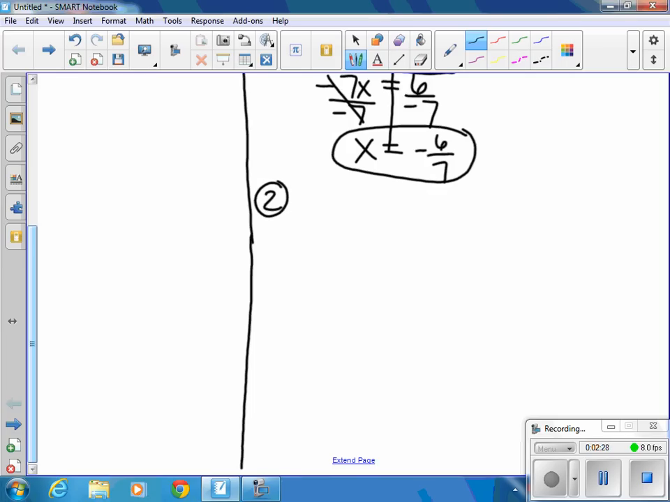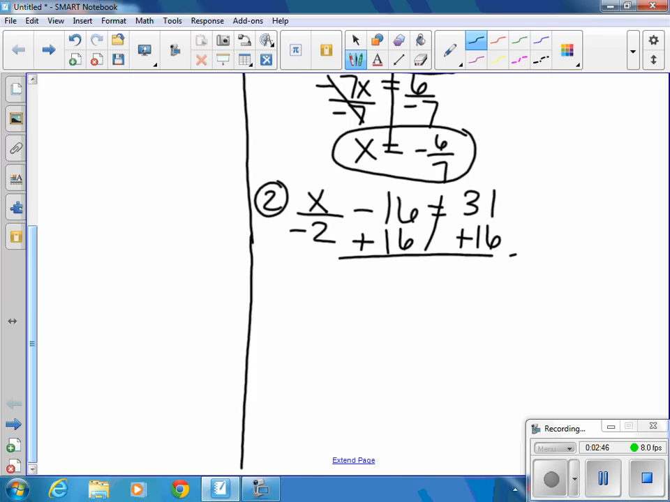Right. The second one, that looks a little different but still fits the mold of being a two-step, is x divided by negative 2 minus 16 equals 31. Again, we want to undo adding or subtracting first. So the opposite of minus 16 will be to add 16 to both sides. If you want your wall, there's your wall. Okay, cancel out your 16s. So you have x divided by negative 2 on the left, and on the right-hand side, do the math of 31 plus 16, and you get 47.